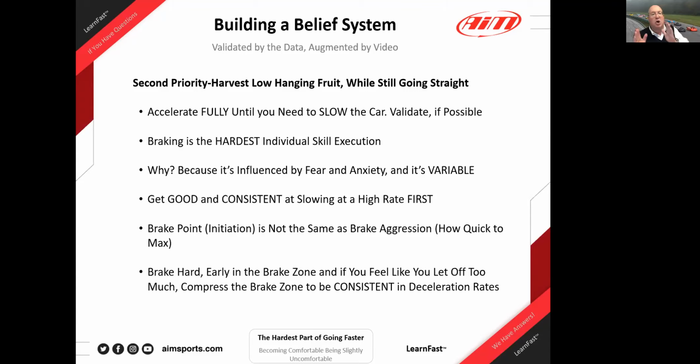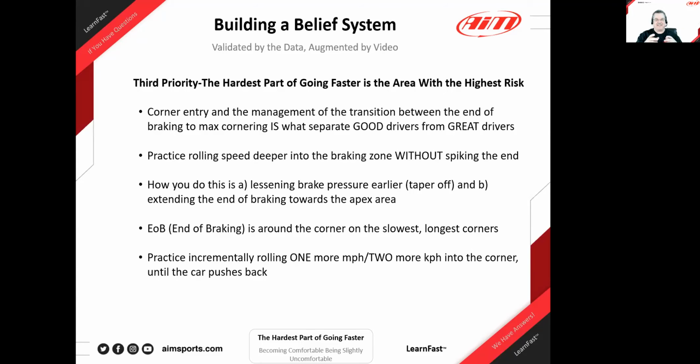and then move that braking zone, have it be consistent from lap to lap, and move it progressively and incrementally into the entry of the corner. Brake hard early in the brake zone, and if you feel like you have to let off too much, compress the brake zone and then move it in. That's an easy way of becoming slightly more uncomfortable, but at a lower risk, right? That's right. You slowly just step into it because you're still going straight.